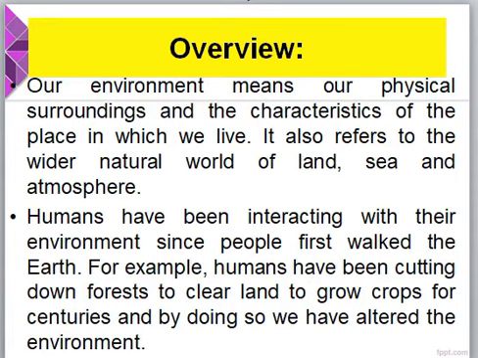Our environment comprises a wider scope. It includes terrestrial, marine or aquatic, and our sun protector, the atmosphere. And we all know in our previous lectures that our atmosphere is composed of several layers: the troposphere, stratosphere, mesosphere, thermosphere, and exosphere. Remember also that humans have been interacting with their environment since people first walked the earth.